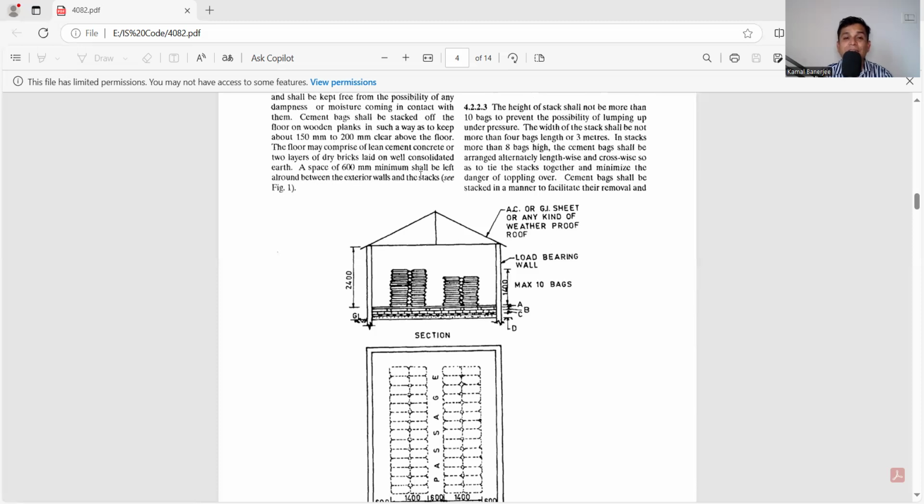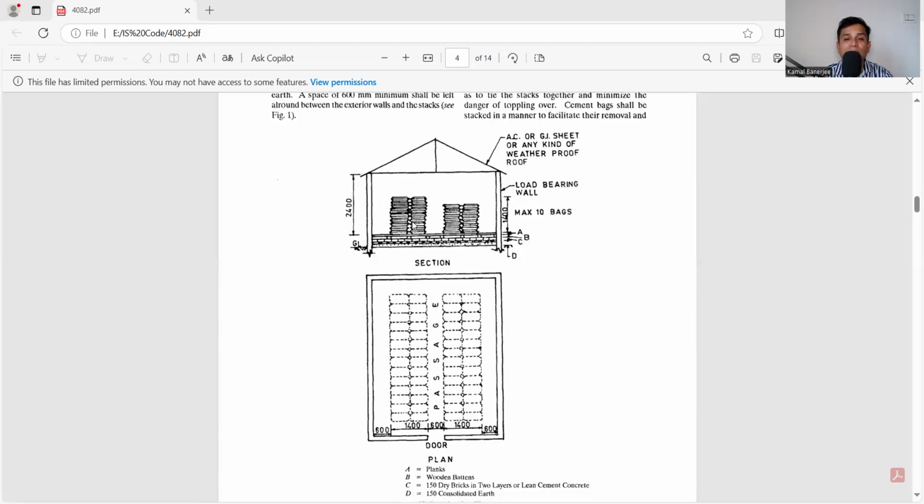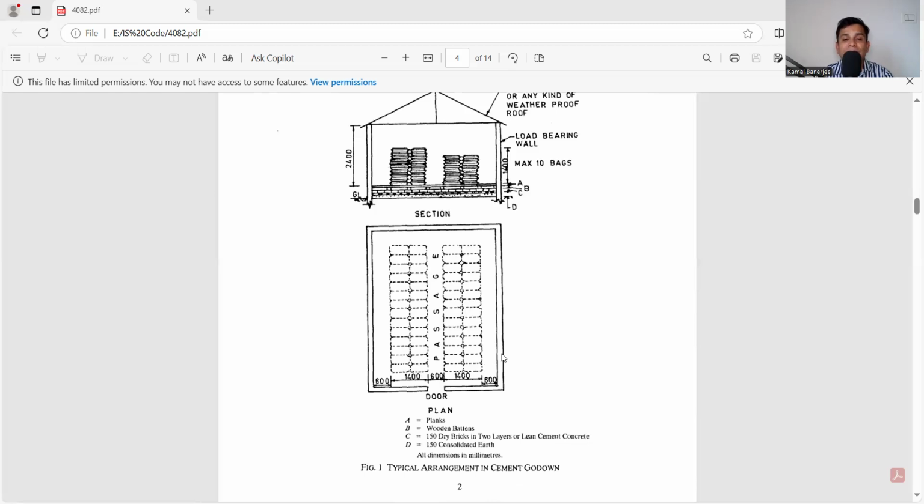A space of 600 mm minimum shall be left around between the exterior walls and the stack. So what does it mean? It is a plan showing that from the wall, a minimum 600 mm gap should be there, and then there will be a passage in between, and the passage will be 600 mm. Then two layers, then again a 600 mm passage, then again two layers, and again a 600 mm passage. Here the recommendation is also given that we cannot put three bags in a row, only two bags, and then it can go up. So what will be the maximum is also given in the code.